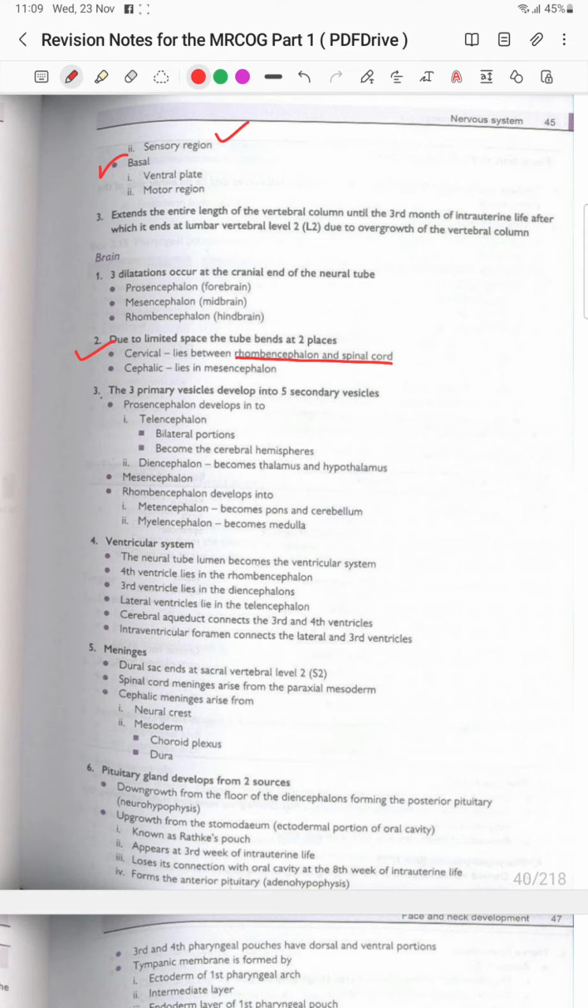The prosencephalon develops into telencephalon, the bilateral portions, and becomes the cerebral hemispheres. Diencephalon becomes the thalamus and the hypothalamus, and the mesencephalon and the rhombencephalon develop into the metencephalon, which becomes the pons and cerebellum, and the myelencephalon, which becomes the medulla.